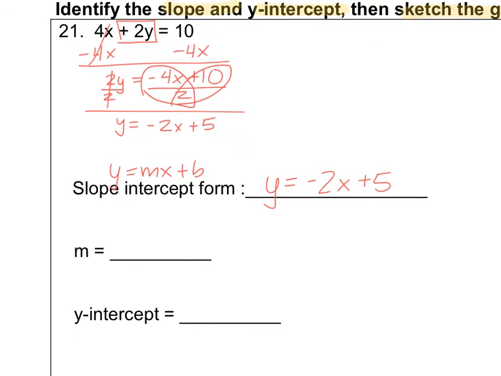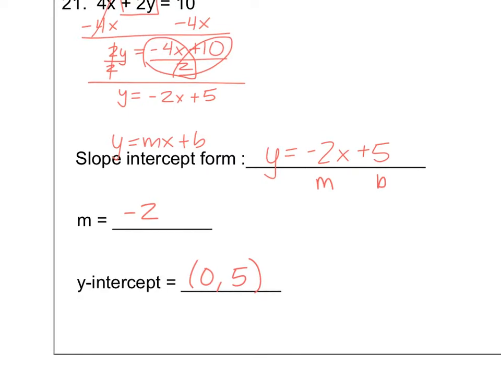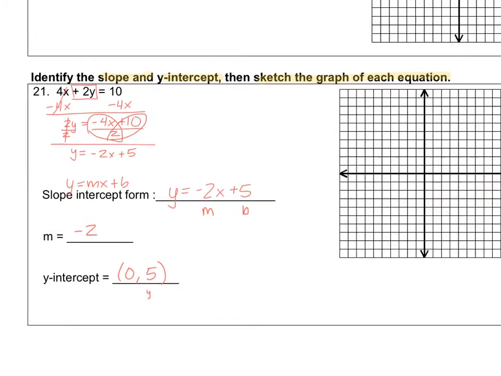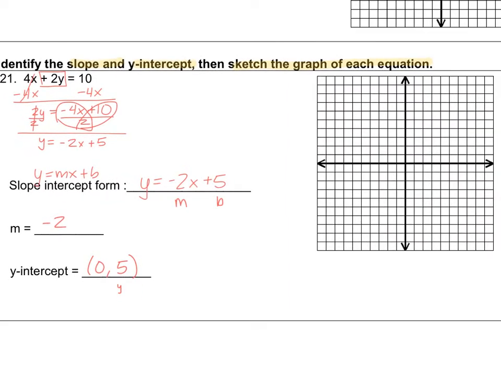This also gives me that slope and y-intercept, since it's slope-intercept form. So my slope is negative 2. My y-intercept is (0, 5). Make sure you know that it's (0, 5), because if it's a y-intercept, we got the number in the y spot. So when we get that sketched onto here, I'm going to start by graphing a point at (0, 5).